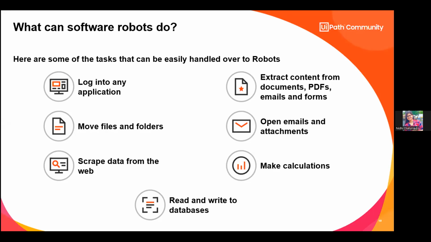Again, open emails and attachments. If you are someone working with a lot of mail-based tasks, then again, a software robot can help you. It can open email, send, reply, anything that you want to perform with emails can be easily done. As part of the attachments, you can attach files in your email and send them, right? Make calculations. If you have to do basic rule-based calculations, basic arithmetic operations, right? This again can be taken up by software robots.